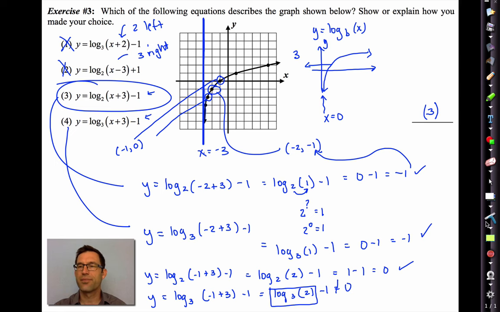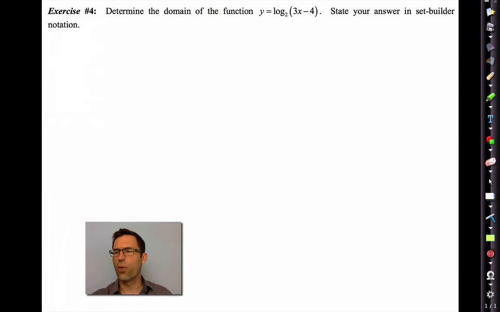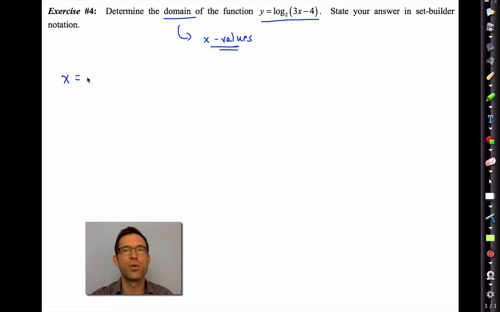All right, I'm going to clear this out. Okay, exercise 4. Determine the domain of the function y equals log base 2 of 3x minus 4. State your answer in set builder notation. Well, the domain, remember, those are the x values that we can substitute into a function. Let's try some x values. Let's try x equals 3. Would 3 be in there?